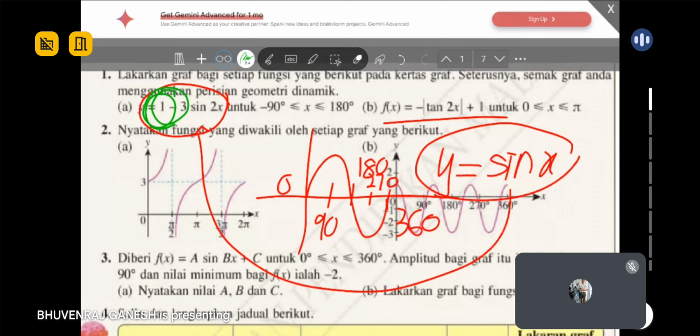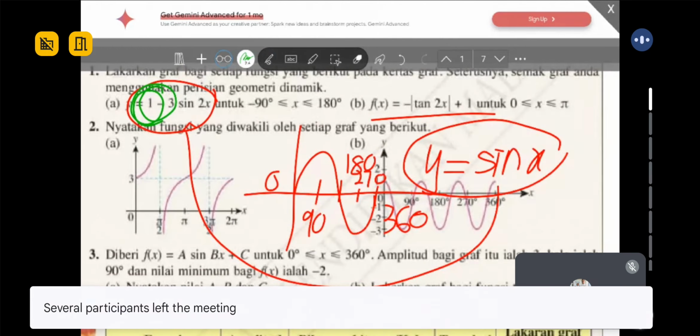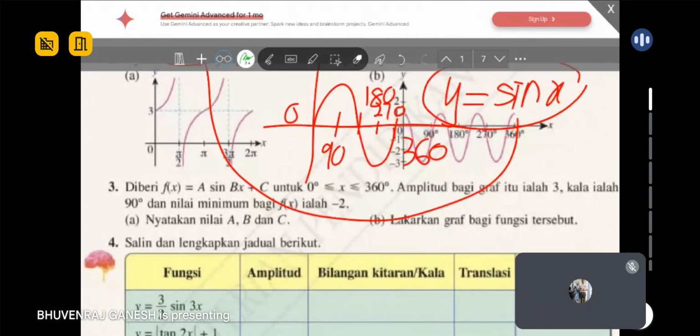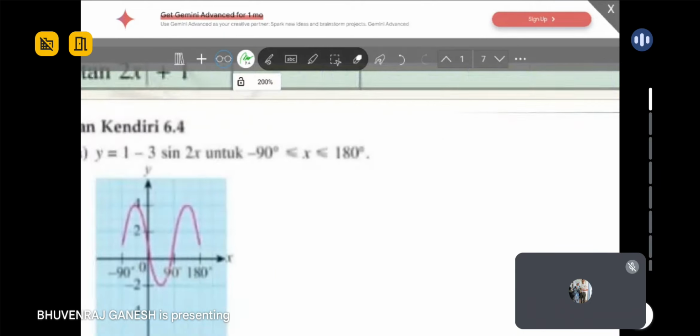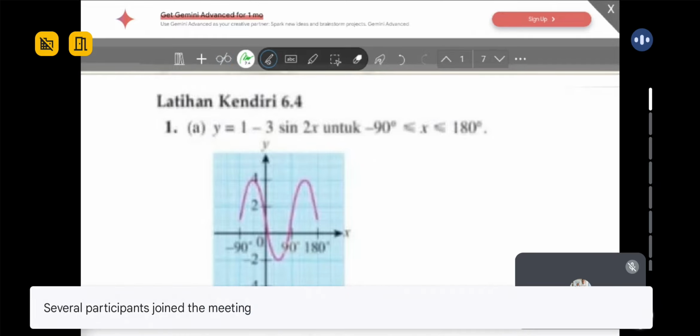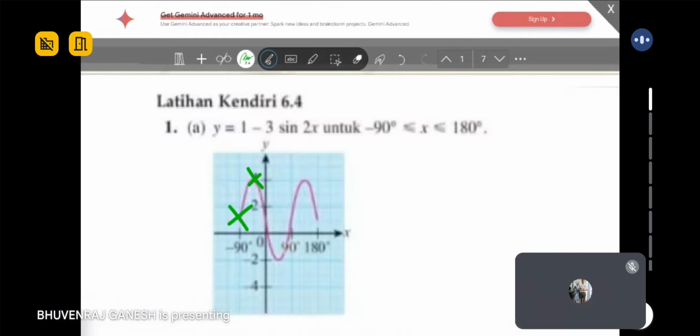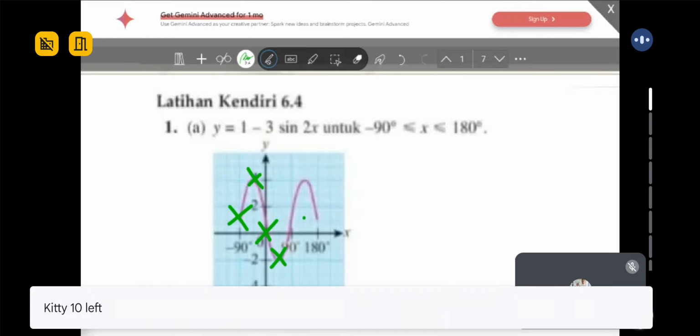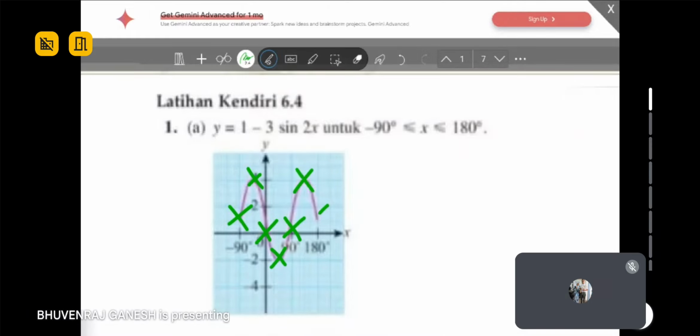So how to draw the final answer? You can use the table of value. Am I right? Guna jadual nilai sajalah. Okay, so when you use your table of value, you will actually get this graph. Ini graph dia. So you can see all the points over here. 1 point, 2 point, 3, 4, 5, 6, 7. Okay, 7 point. Kamu boleh plot. You can actually plot 7 point.